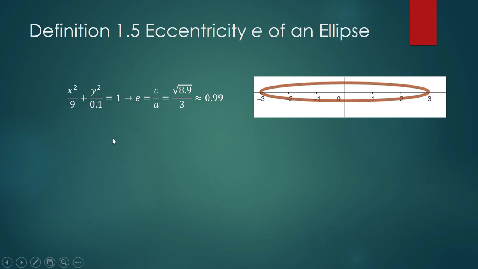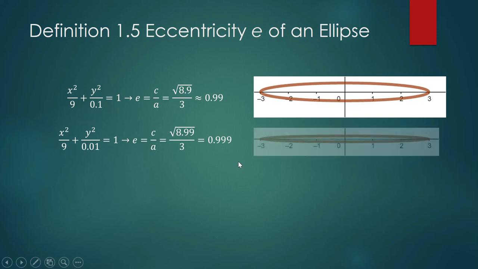Let us exaggerate it. From B squared equal to 0.1, let us go to B squared equal to 0.01. What is the value of our eccentricity? It's 0.999. This is even closer, much closer to 1 compared to that one. And the shape of our ellipse is something like this.